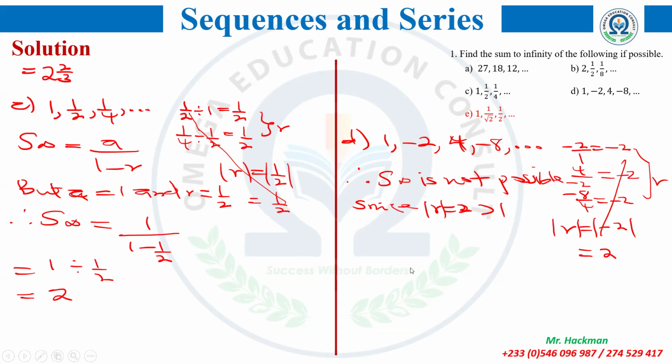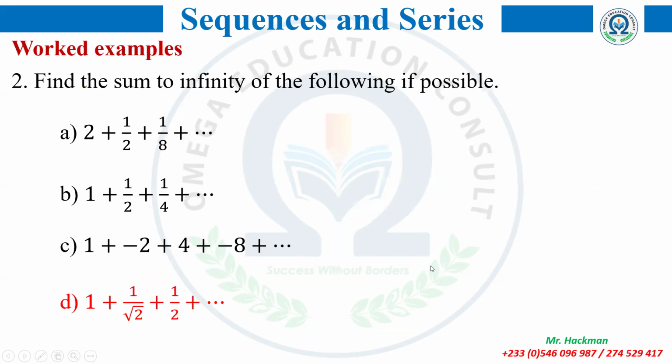So if that's the case, we are going to do more of the sum to infinity. So let's look at the next question. However, maybe with this one, we'll do the other one. It's basically the same question that I put in a different form. Okay, so find the sum to infinity of the following, if possible.